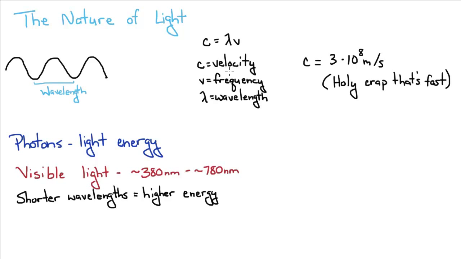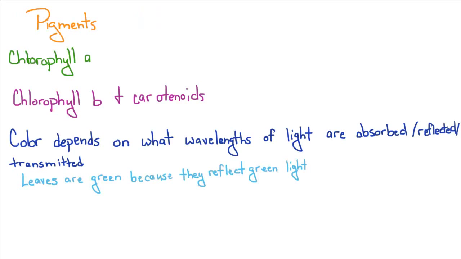Light has three different properties rather. You've got your velocity, which is 3 times 10 to the 8 meters per second, which is freaking fast, dude. But this velocity is not going to change for the most part. So the properties of light are based on their frequency and their wavelength. So visible light has a wavelength of anywhere from 380 nanometers to 780 nanometers, and the shorter the wavelength, the higher the energy.